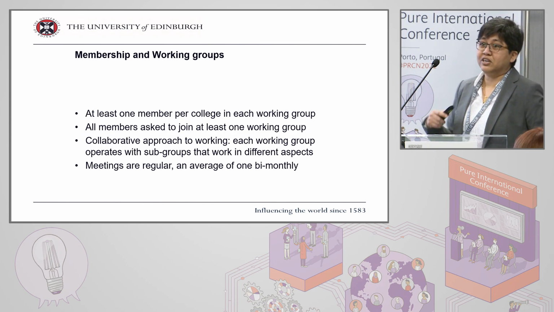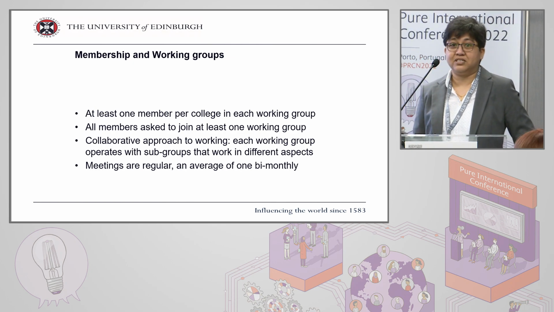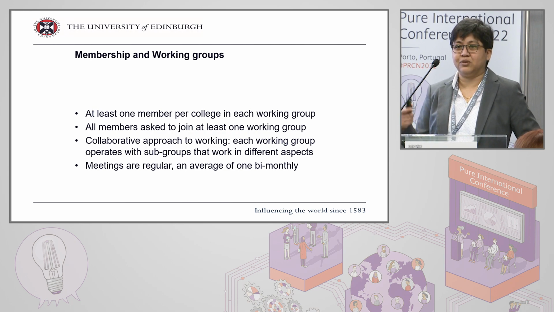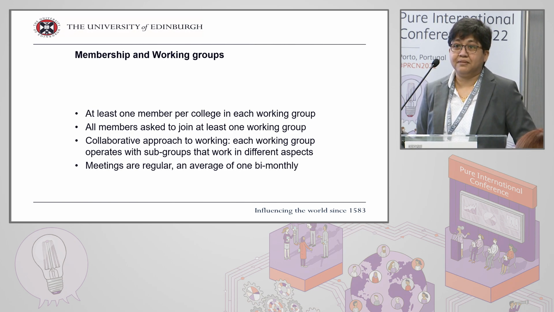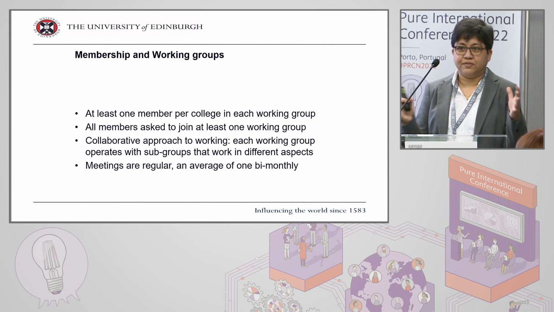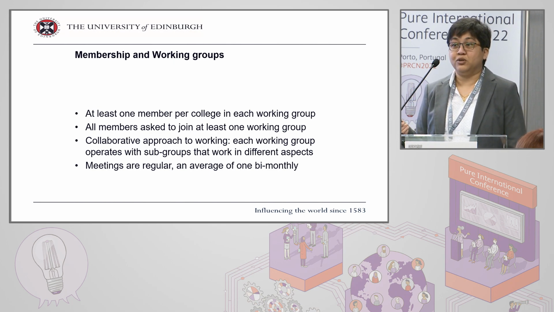But we encourage a collaborative approach to working. So the working group meets, and then we create maybe subgroups to look at specific topics that we are discussing, and the subgroups work on different aspects as well. So the working groups meet quite regularly, every 2 months sometimes, and depending on the heat of the topic, shall we say, they might meet once a month as well.